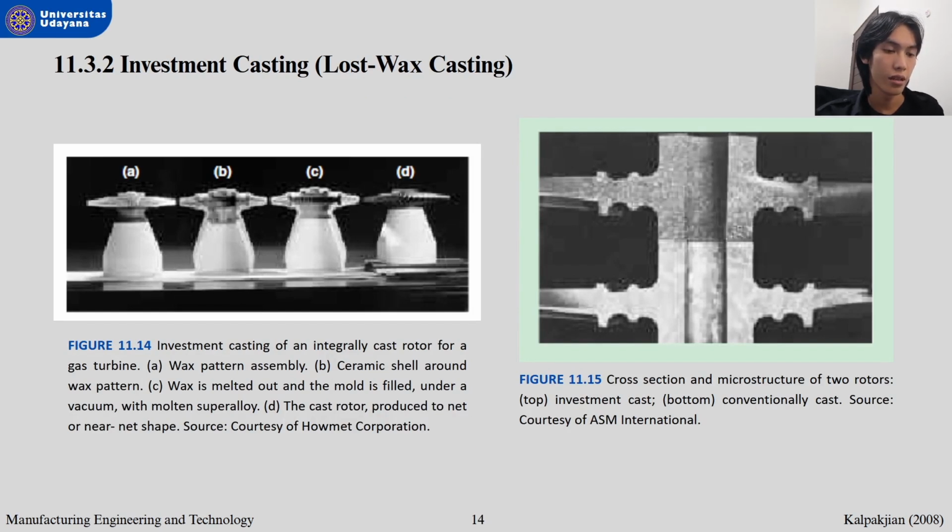Okay, next is the figure 11.15. They demonstrate investment casting applied to a gas turbine rotor. And the second one, 11.15, compares the microstructure of an investment cast and a conventional rotor, showing finer grain uniformity.